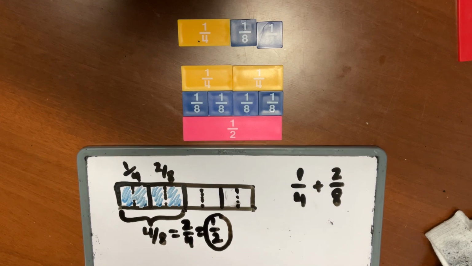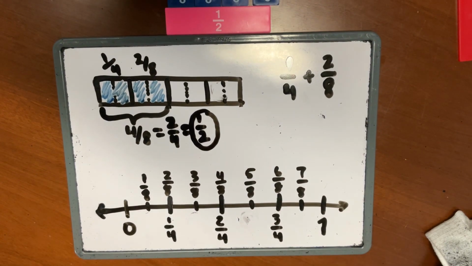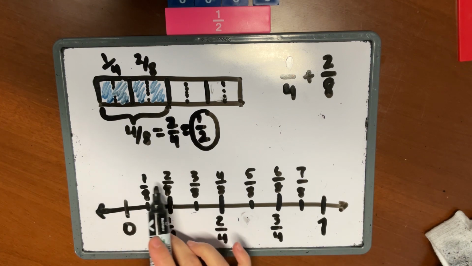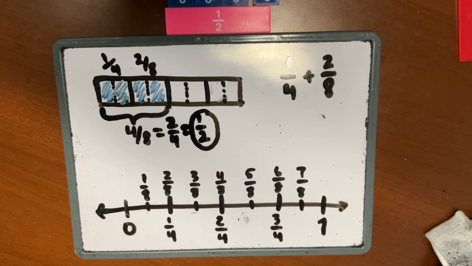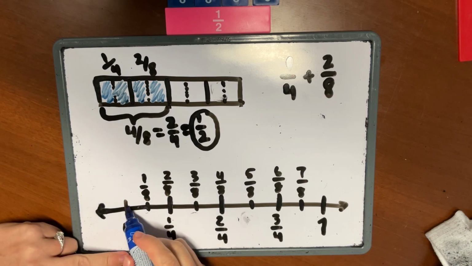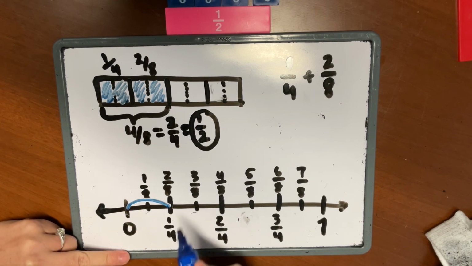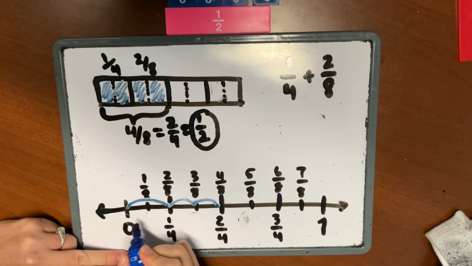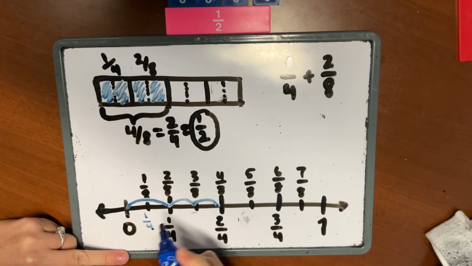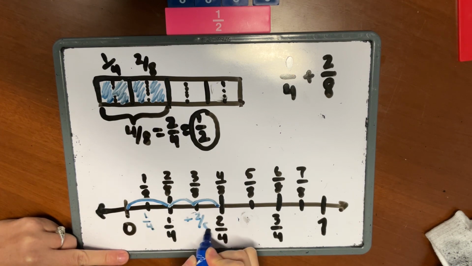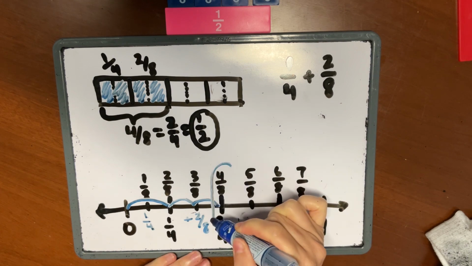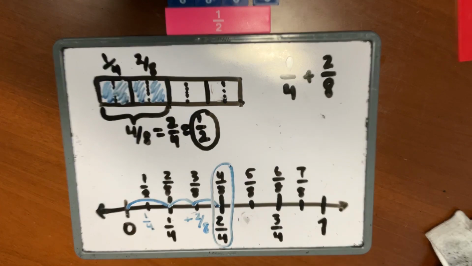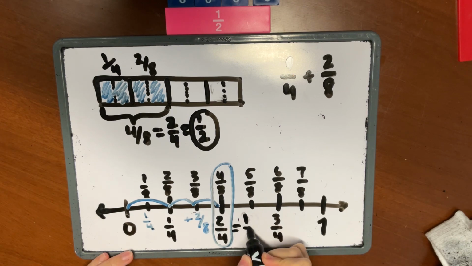Now, let's look at it on a number line. I've already started my number line. I put my 4ths on the bottom and my 8ths on the top to organize myself. And I want to show here that 1/4 and 2/8. So I might jump it. I might say this is 1/4 and this is plus 2/8. And I can even say 1/4 plus 2/8. And that gets me here at 4/8 or 2/4. I might even label it that it equals 1/2.